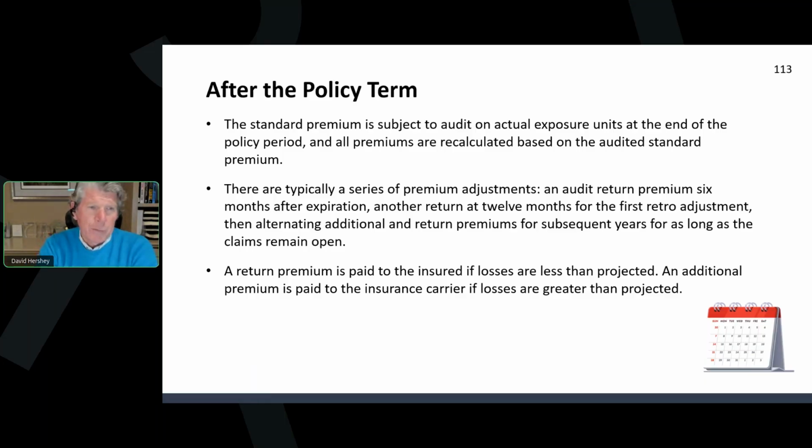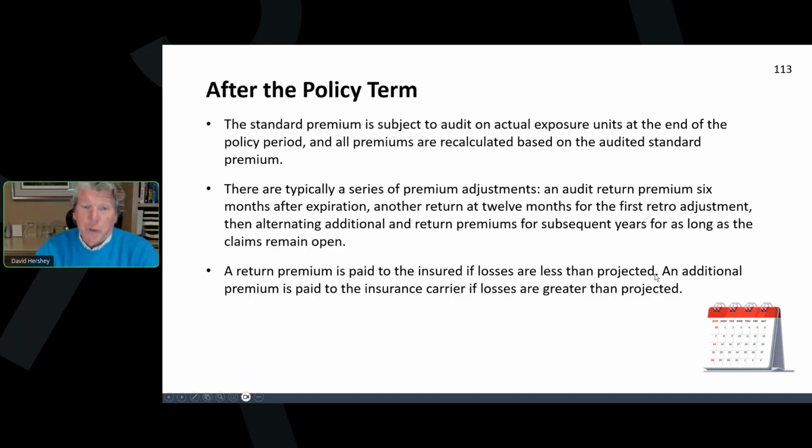Okay, so the last piece here, a return premium is paid to the insured if losses are less than projected. An additional premium is paid to the insurance carrier if losses are greater than projected. Now, I'm just going to insert 2 pieces here. A return premium is paid to the insured if losses are less than projected, but above the minimum. Because remember, on these plans, you got a minimum and a maximum.